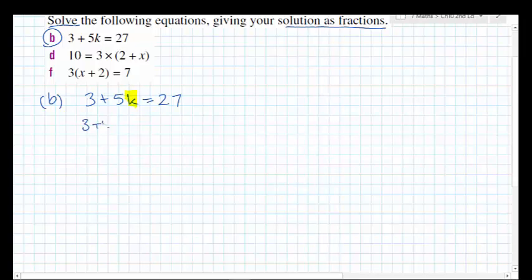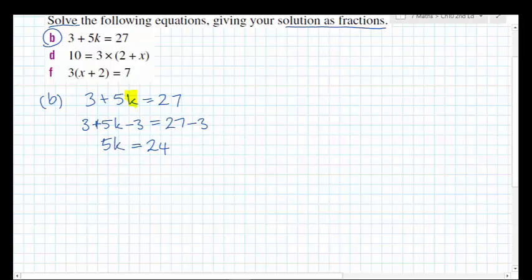So I have 3 plus 5k, take 3, equals 27, take 3. So I've taken 3 from both sides. I then end up with 5k, because this 3 take 3 gives me 0, which I don't actually have to show. So I've got 5k equals 27 take 3, which is 24.